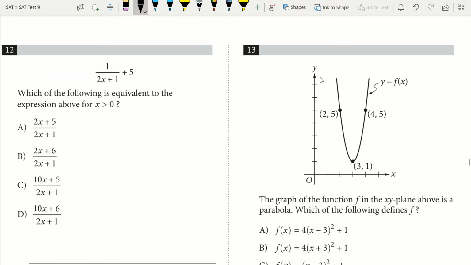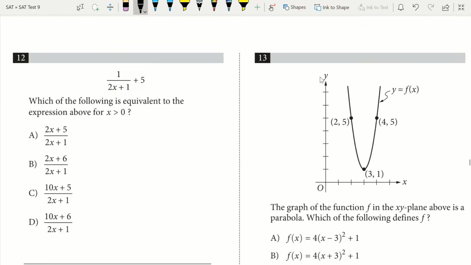All right, question 12. Which of the following is equivalent to the expression above for x is greater than 0? So in this case, I have to multiply by (2x plus 1) over (2x plus 1) in order to cancel this denominator out. So when I do that, I get rid of it on the bottom and on the top. So I'm left now with 1 over 2x plus 1.